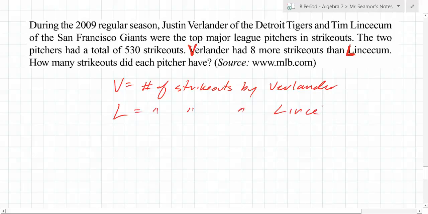Lincecum. He's got the crazy hair, right? Is that that guy, right? Oh, he did? So we have two variables right there.